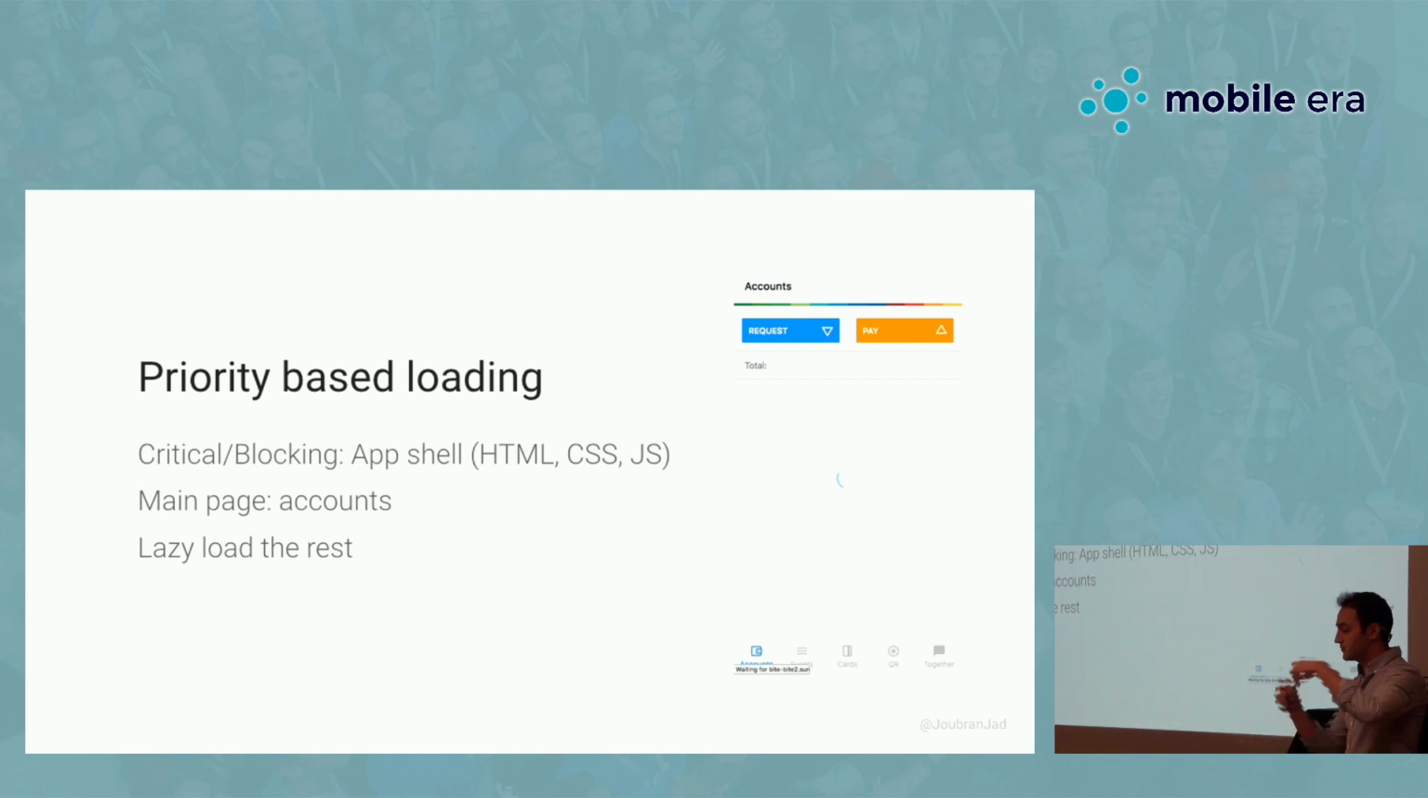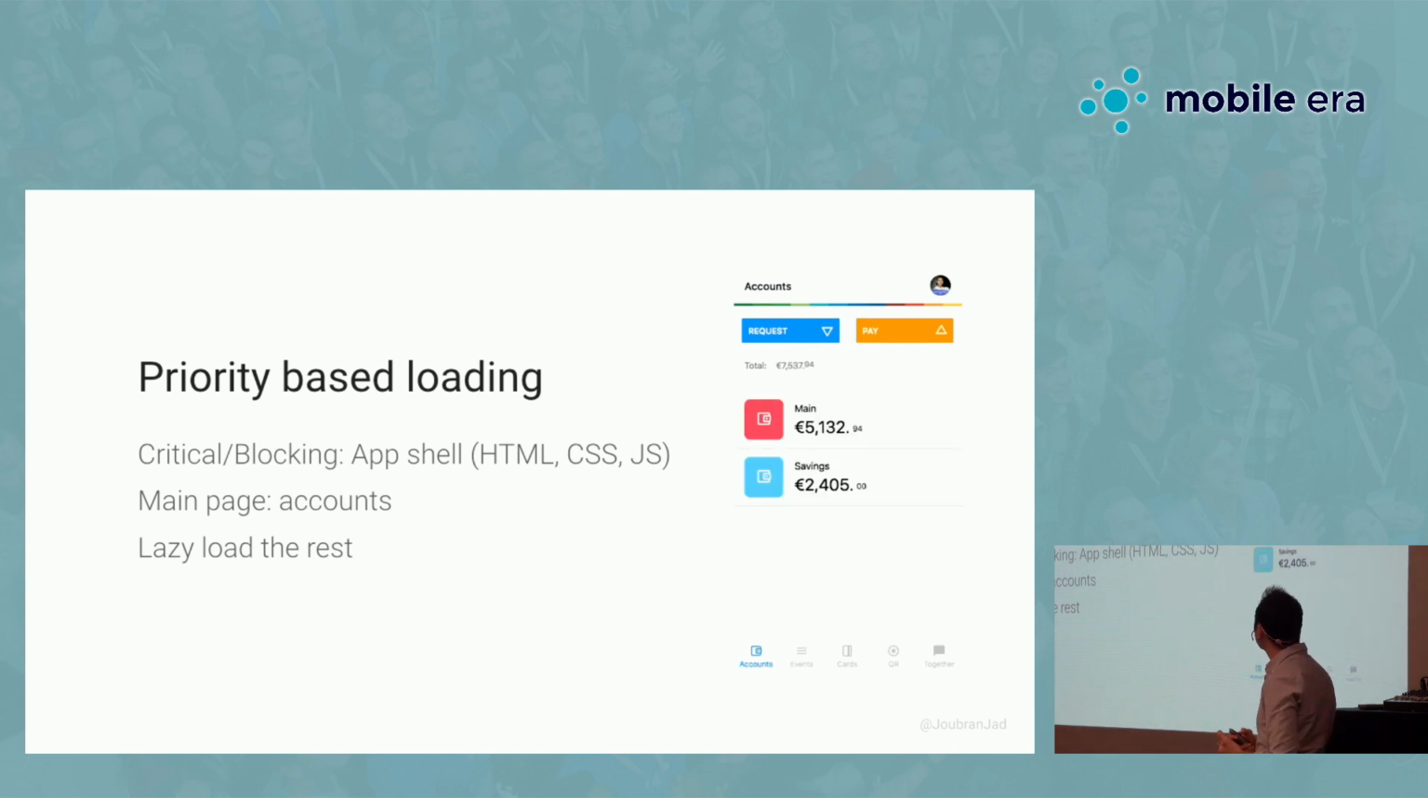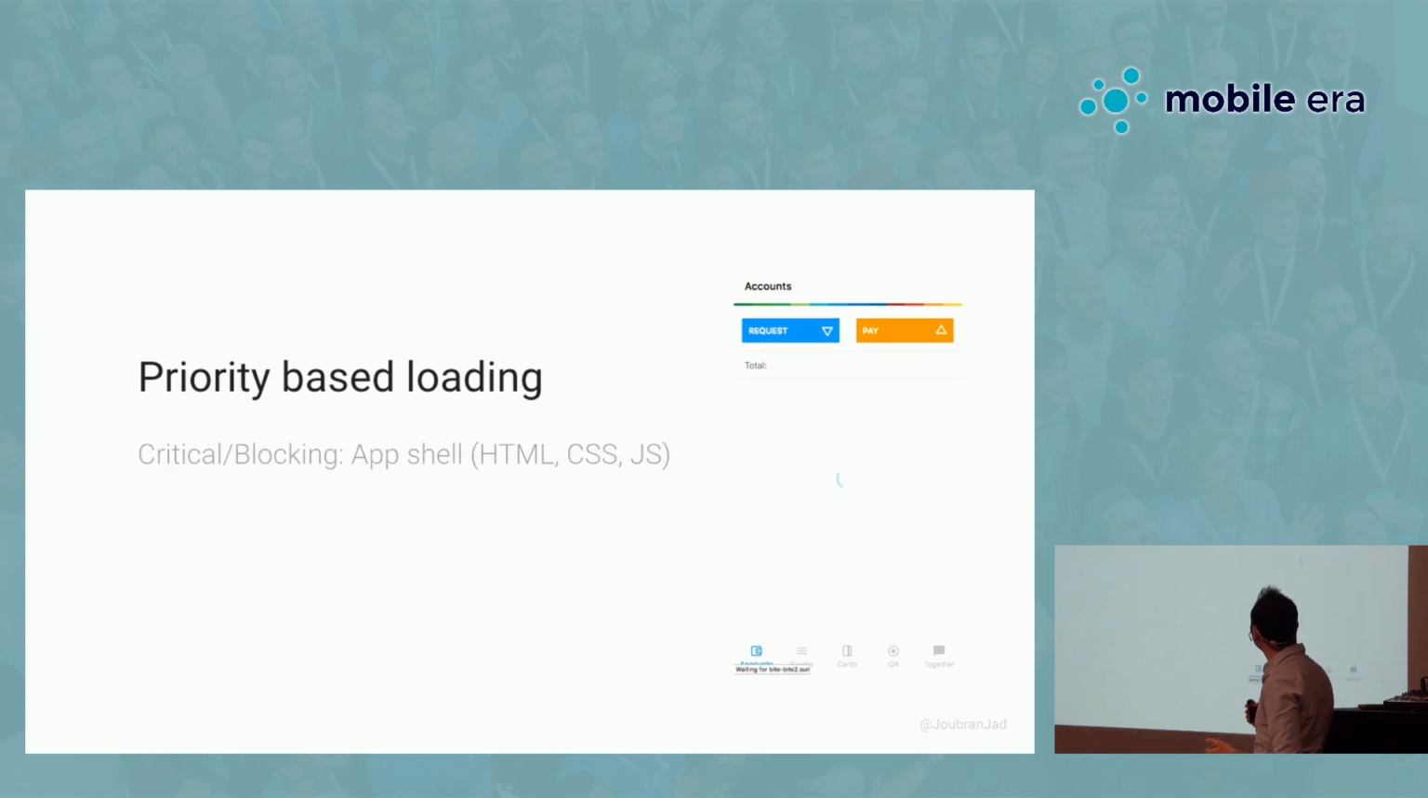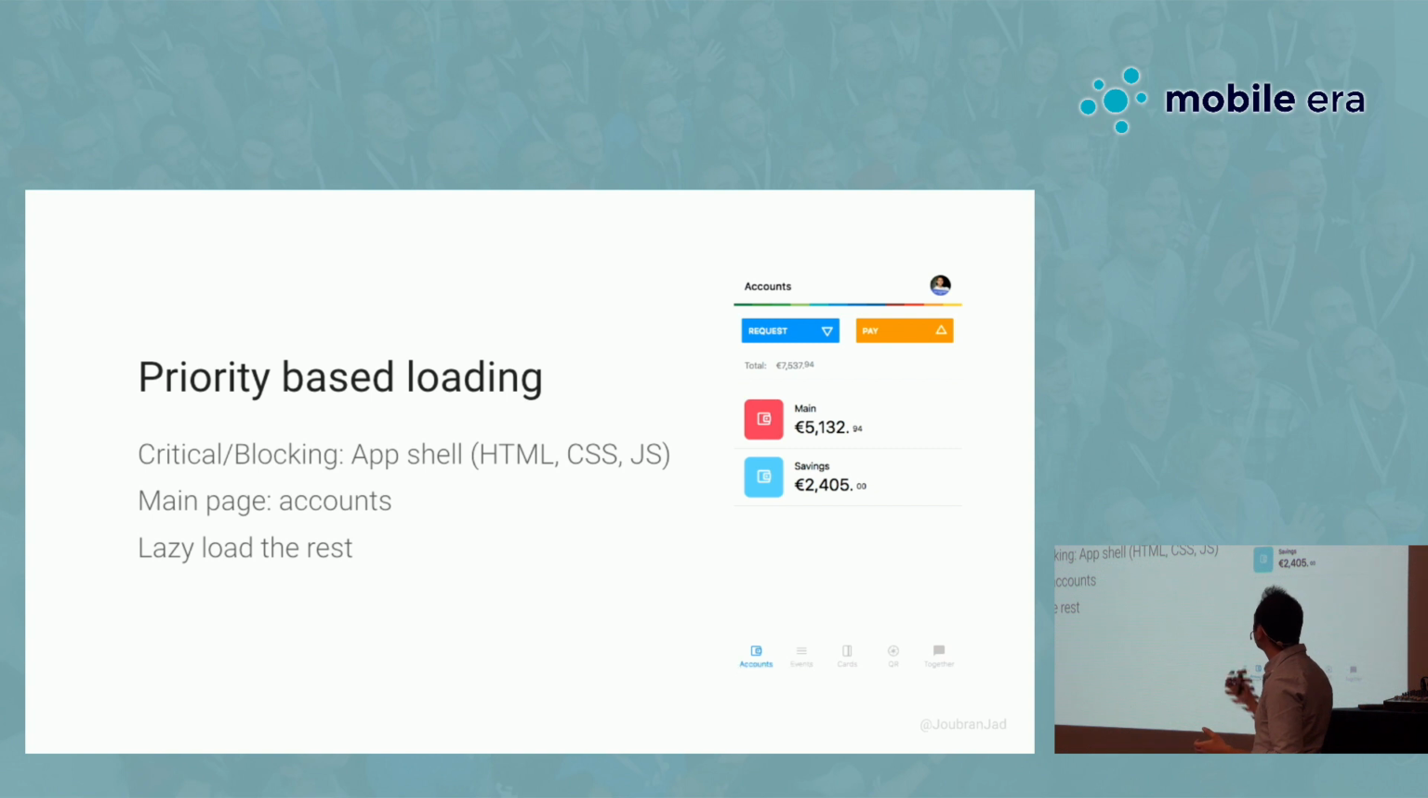Because if I open the page, I'm going to see the app shell, and then immediately I'm going to see the accounts, and then I can switch to another page. So we have to give second most priority to the accounts page. So let's take a look. After the app shell, this is what gets loaded. Let's do it one more time. Okay, now. After the app shell, we immediately load the accounts.